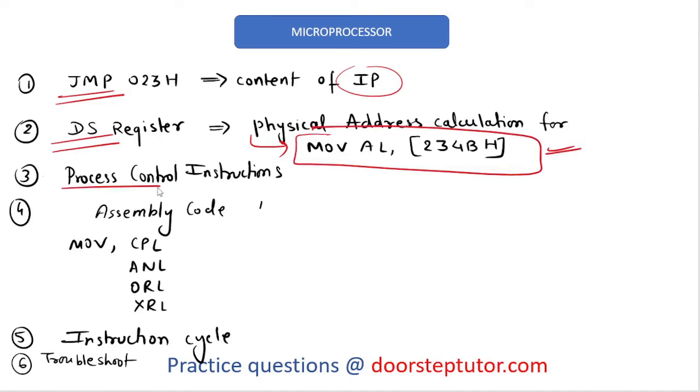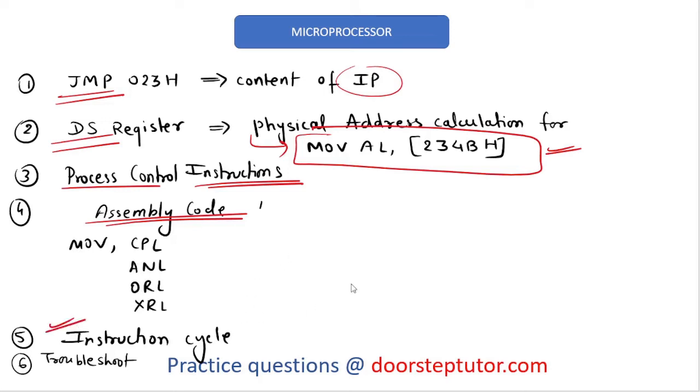What are the process control instructions? There were a few instructions given in the paper, and we had to identify which one is a process control instruction. There was a question related to assembly code, where a code was given and we had to find out the content of the accumulator at the end. There was also a question related to instruction cycle.